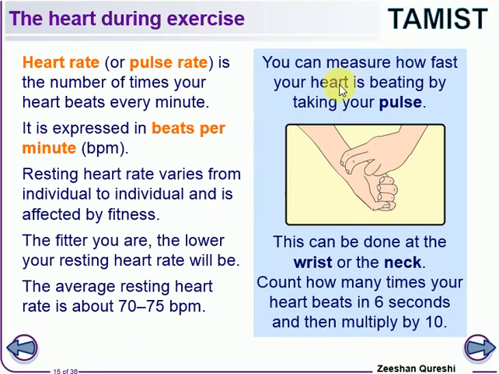You can measure how fast your heart is beating by taking your pulse rate, which can be done at the wrist or the neck. Count how many times your heart beats in 6 seconds and then multiply the answer by 10.